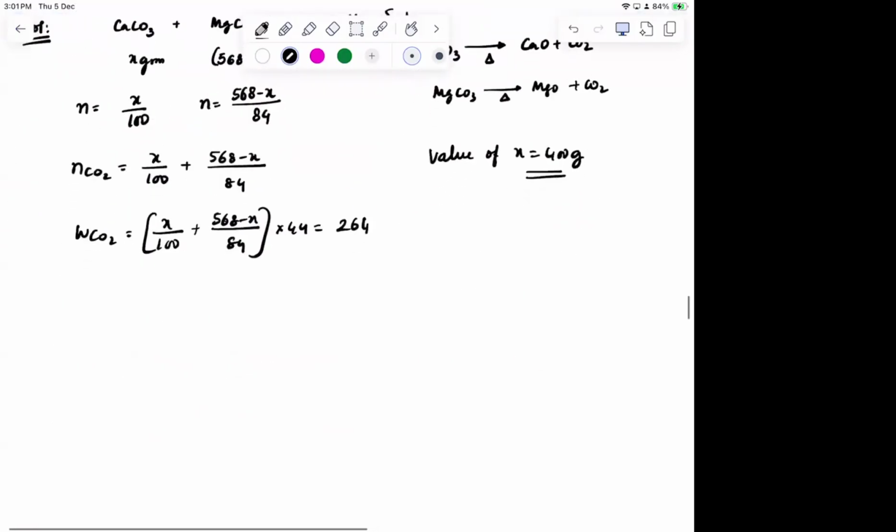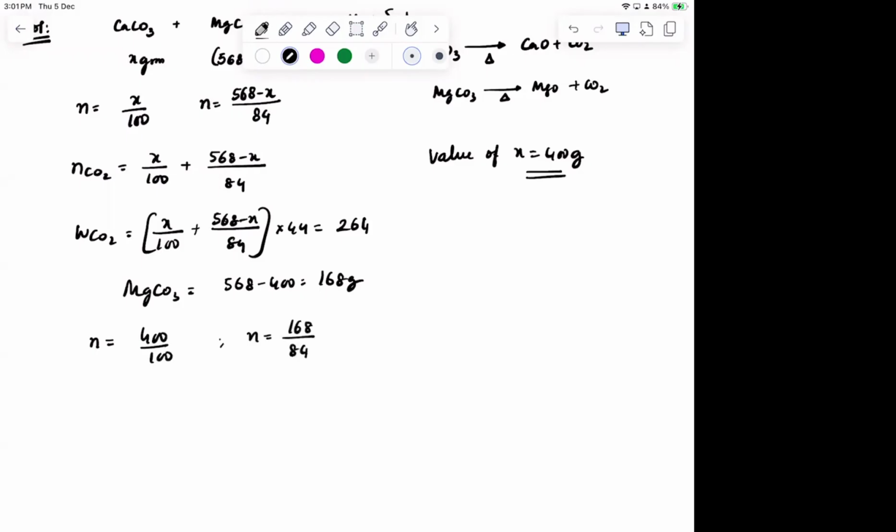Magnesium carbonate. So magnesium carbonate weight will be equal to 568 minus 400, so 168 grams. Now figure out how many moles we have. 400 by 100 is the moles of this one, and the number of moles here is 168 by 84, correct? Which is 2 times. So this one is 4 times.